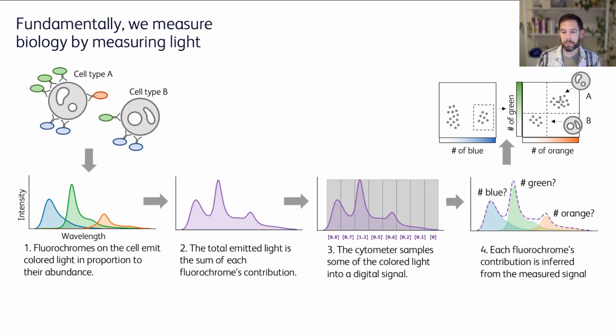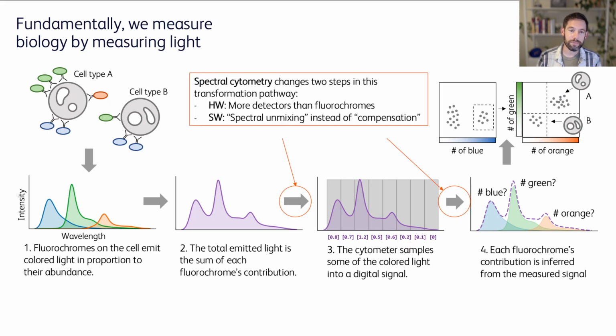And then here's the important part. We take that sampled total emission spectrum and we do some inference. Looking at the total spectrum we measured, we try to estimate what amount of each underlying color, the number of blue and green and orange molecules, would explain the signal that I measured. And that's what's going to give us our final estimate of biological abundances.